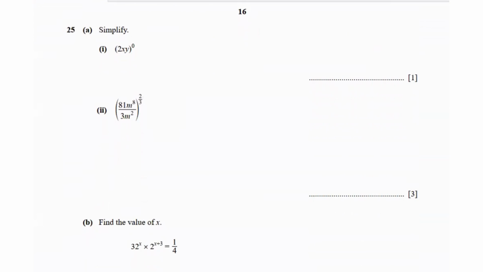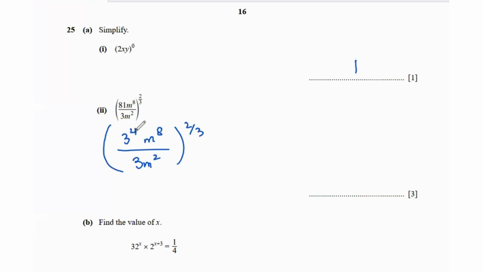Question 25 says simplify (2xy) whole power 0. So anything to the power of 0 is going to be 1. Then 81m^8 over 3m squared, whole power 2 over 3. So 81 can be rewritten as 3 to the power of 4. So this is the first step.